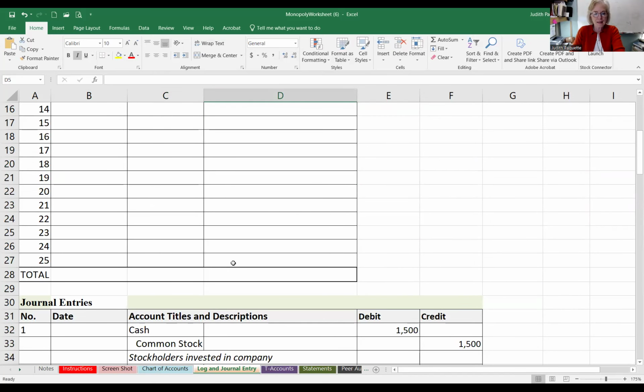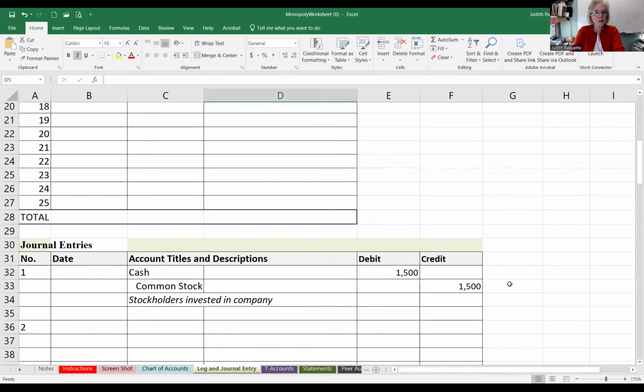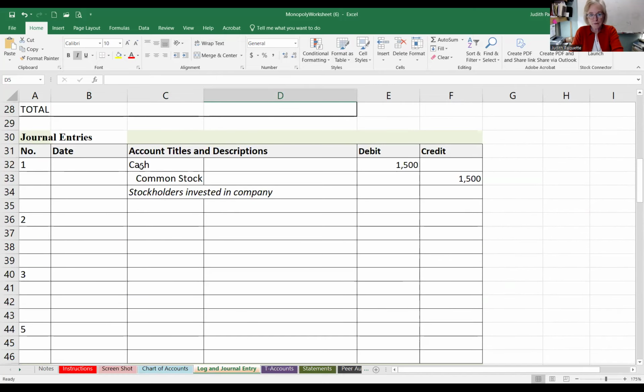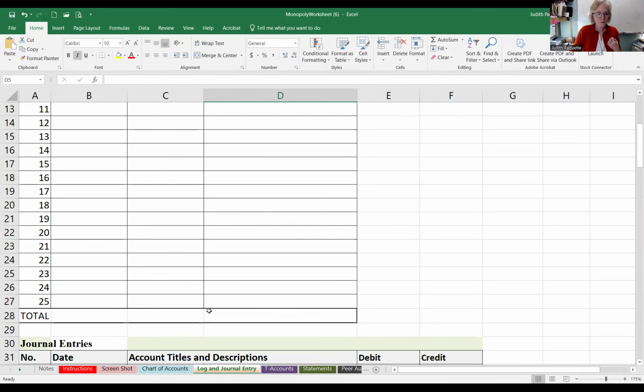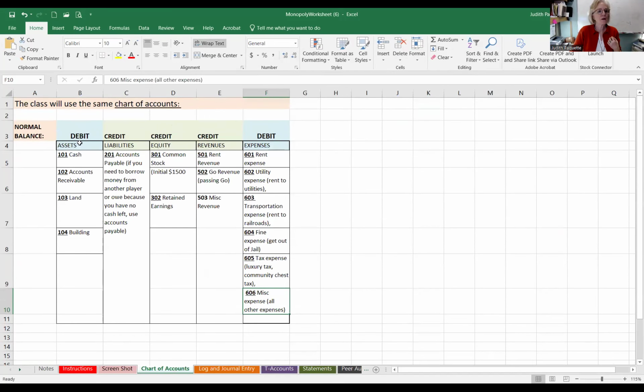All right. Now from there, you're going to create journal entries. And I've already created the first journal entry for you. So we brought cash into the company. Cash increases. Let's check the chart of accounts. The normal balance for cash is a debit. That means when we increase cash, we debit it.